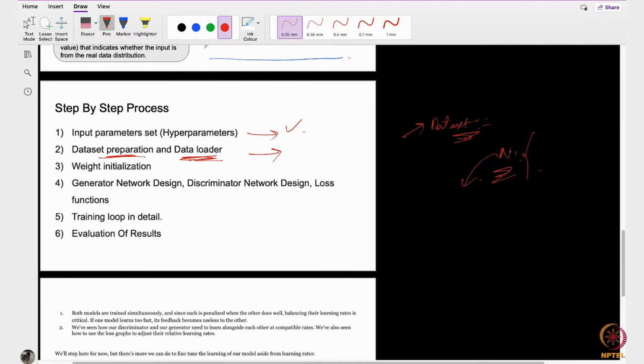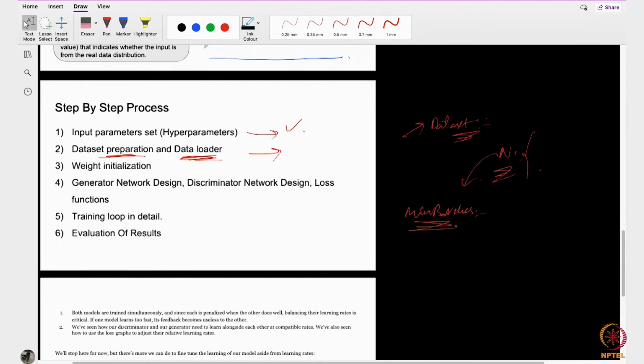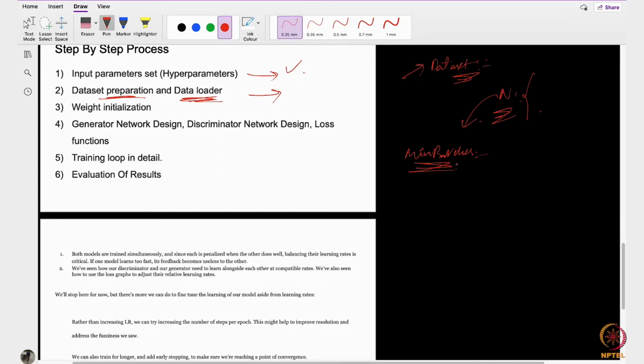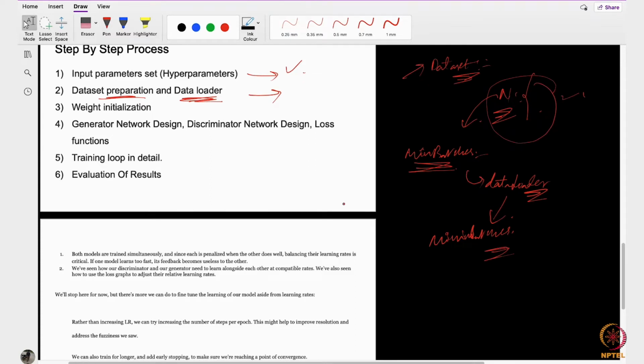Instead of feeding these total of n images into the model directly, we prefer mini batches. We prefer feeding mini batches rather than feeding the whole dataset. So that is where this data loader part will come. That means it will help you to load data in mini batches from the entire dataset. Okay.